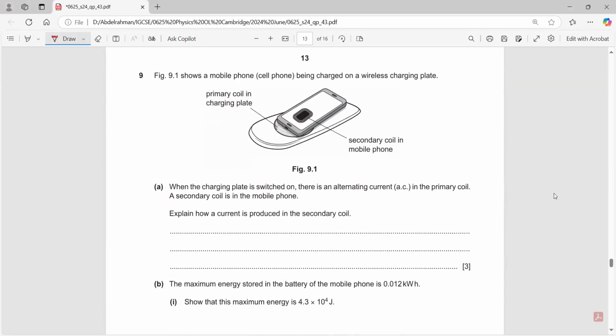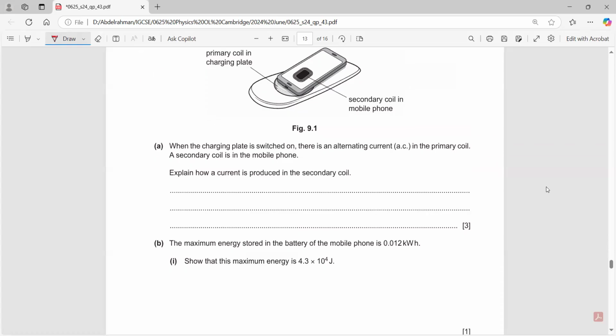Question 9. Figure 9.1 shows a mobile phone being charged on a wireless charger. When the charging plate is switched on, there is an alternating current in the primary coil. A secondary coil is in the mobile phone. Explain how the current is produced in the secondary coil. Basically, we need to talk about a transformer. How does the transformer operate?